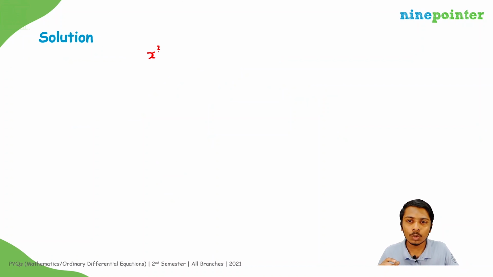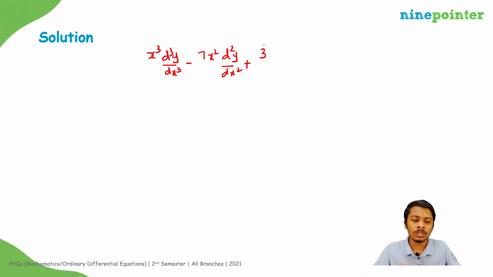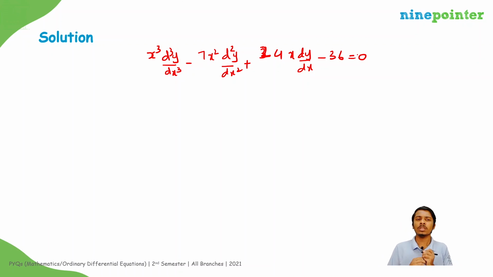So we have the equation given as x cube d cube y divided by dx cube minus 7x square d square y divided by dx square plus 24x dy by dx minus 36y equal to 0. On intervals not containing 0, this is just a Cauchy-Euler equation, because every derivative has the same order x term multiplied with it. In that sense, this is a Cauchy-Euler equation, and we know a standard substitution for that.